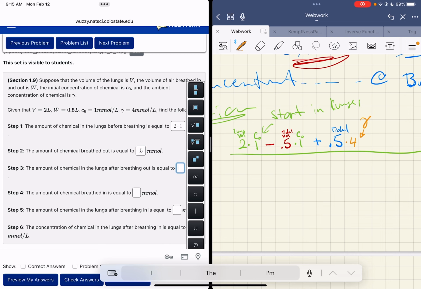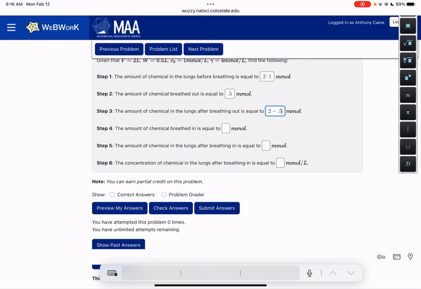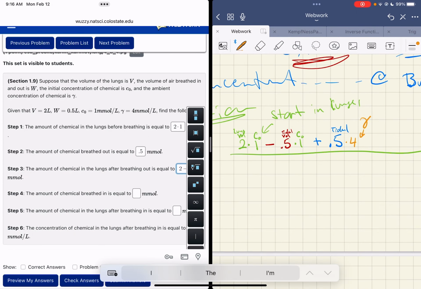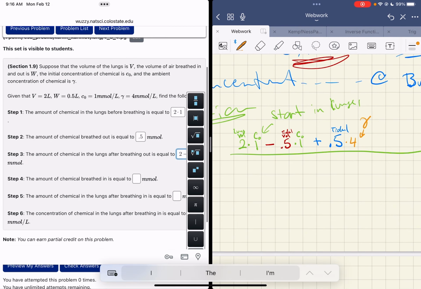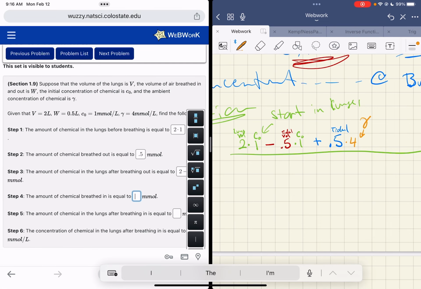All right, the amount of chemical in the lungs after breathing out. Okay, well, first off, this has the word amount that appears in step 3, so we're talking about millimoles. So how much chemical is in the lungs after I exhaled? Well, it's the 2 I started with minus the 0.5 that I exhaled. Sorry, you can't see it. Okay, 2 minus 0.5. It doesn't matter. All right. The amount of chemical I breathe in.